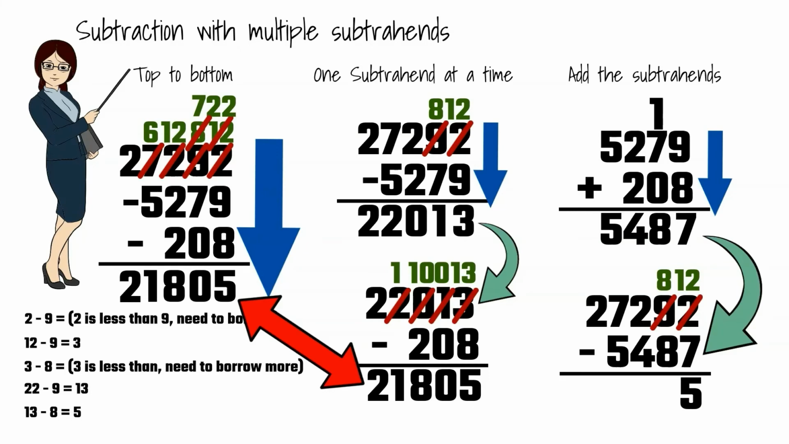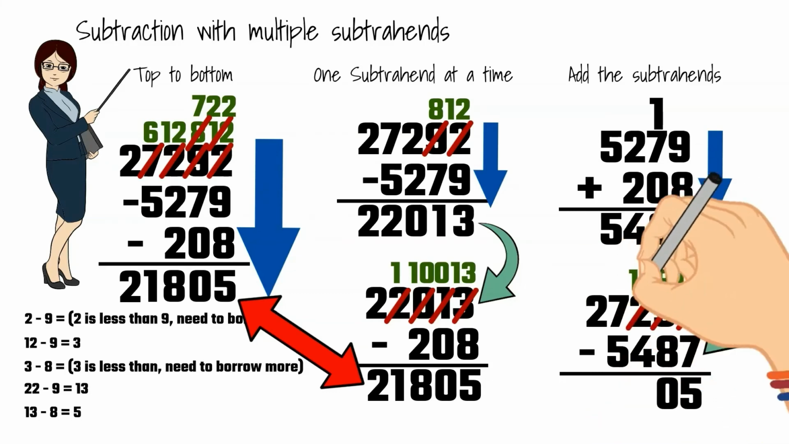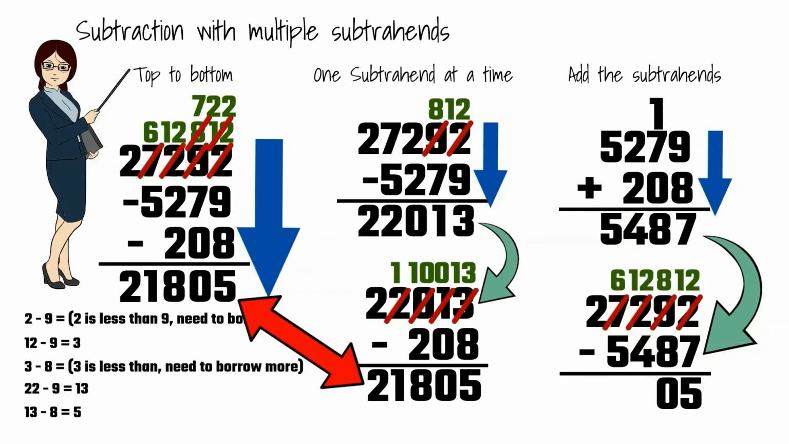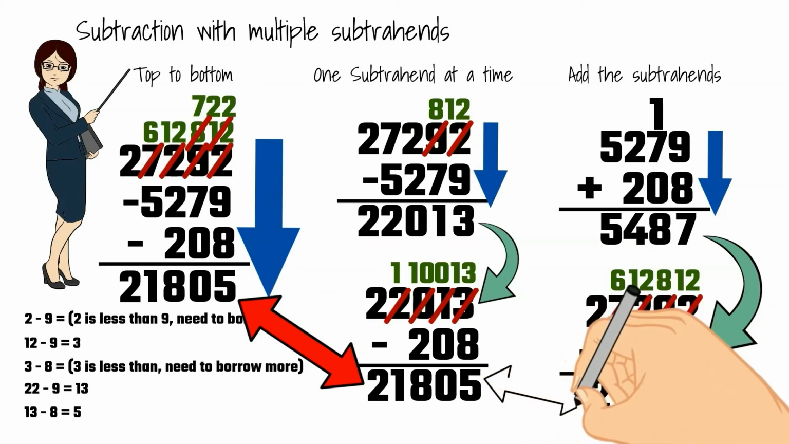Next. The new digit in the next place value is 8. 8 minus 8 equals 0. Next. 2 minus 4. 2 is less than 4. Borrow 1 from 7. 2 becomes 12. And 7 becomes 6. 12 minus 4 equals 8. Next. The new digit in the next place value is 6. 6 minus 5 equals 1. Next. 2 minus 0 equals 2. Or 2 is simply brought down.